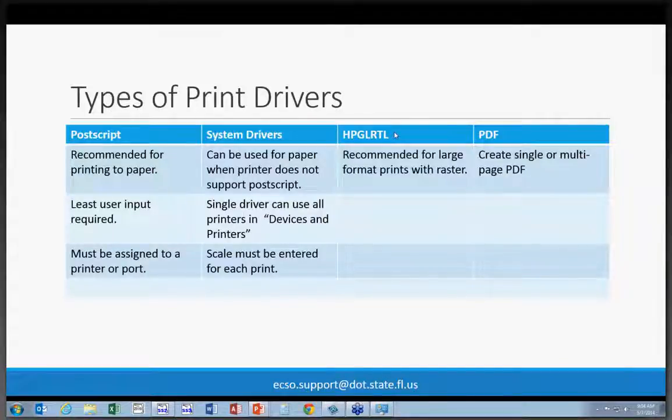HPGL and RTL are recommended for large format roll plots with rasters. They'll handle those best. And then of course PDF is used to create a single or a multi-page PDF document.